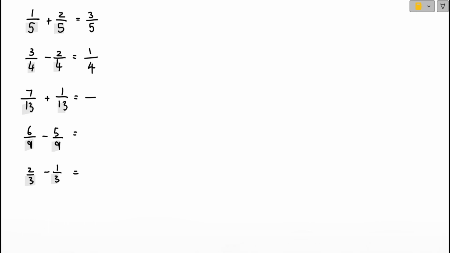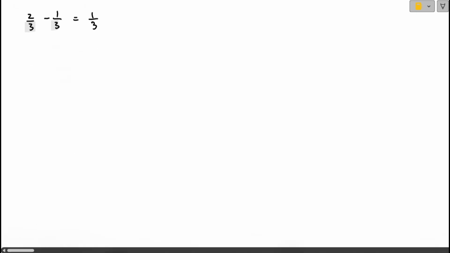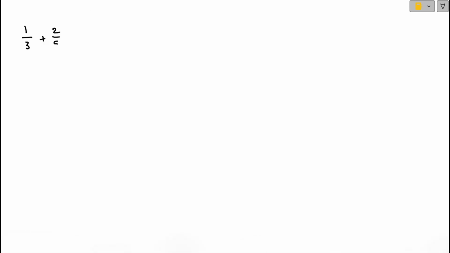7 plus 1, that will give us 8 over 13. We have 6 minus 5, that will give us 1 over 9. And we have 2 minus 1, that will give us 1 over 3. Okay, that's quite simple. So now, what do we do in a case where the denominators are not the same?